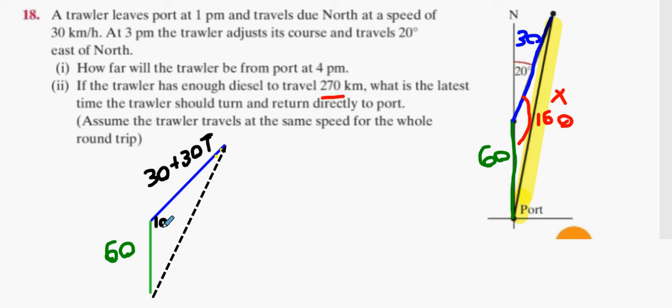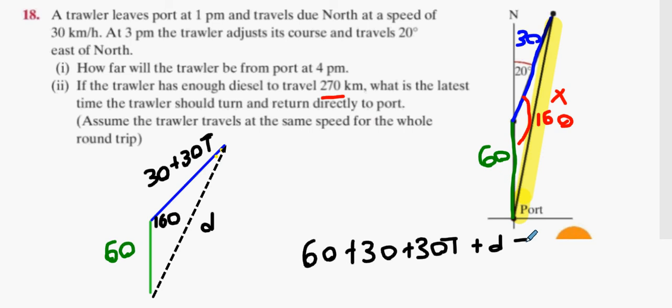Awesome. Now, can anybody tell me, what does the green line, the blue line and the dotted black line have to add up to? We call the dotted black line D. What do the three of them have to add up to? Exactly. 60 plus 30 plus 30t plus D equals what? 270. Alright.